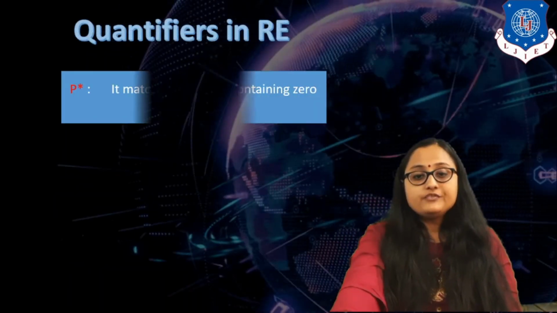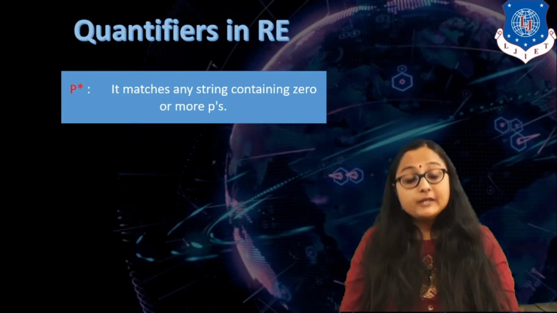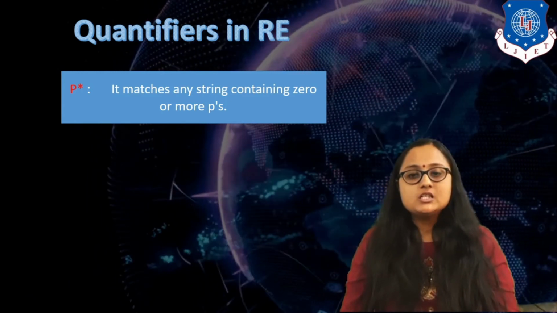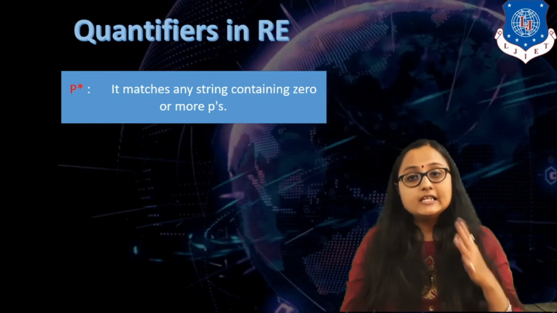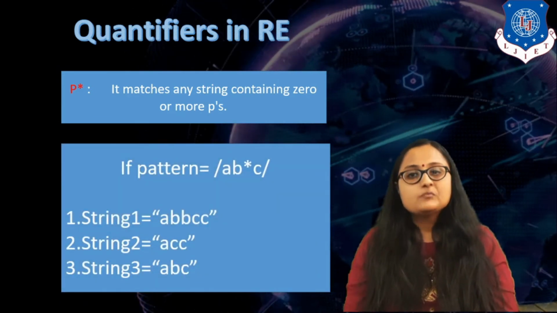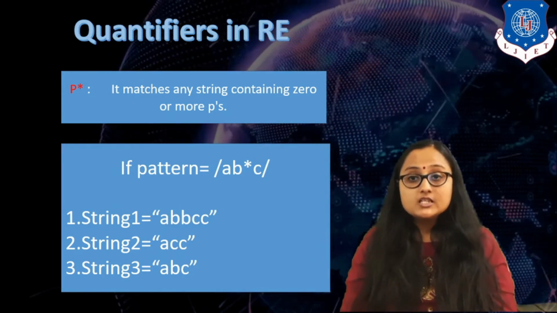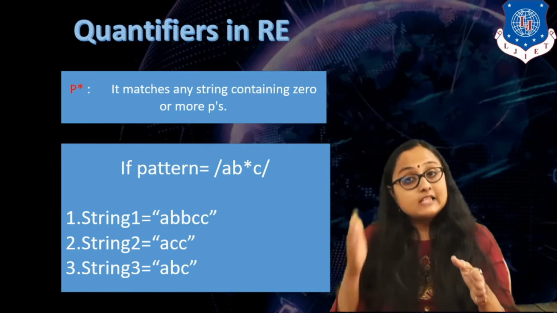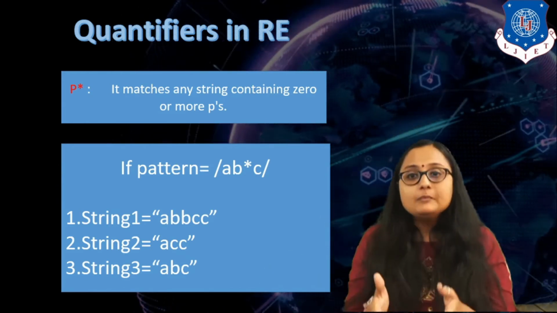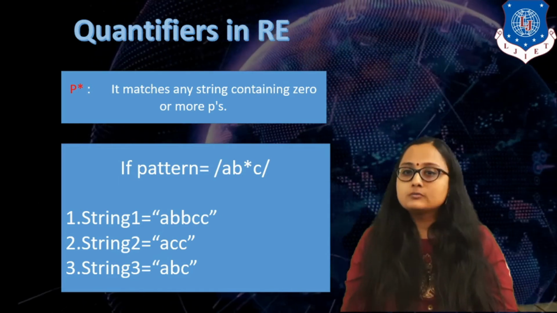The second quantifier is star. Star indicates repetition of 0 or more times. If you are writing p star, it means it matches any string containing 0 or more p's. Let us take one example. Again my pattern is a, b star, c. What does it indicate? There should be a and there should be c, because they do not contain any quantity, they should be present, and in between, b star means b can be repeated 0 times or more times.